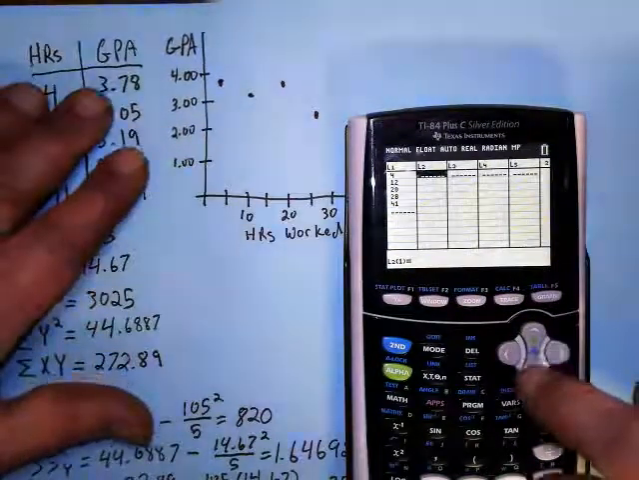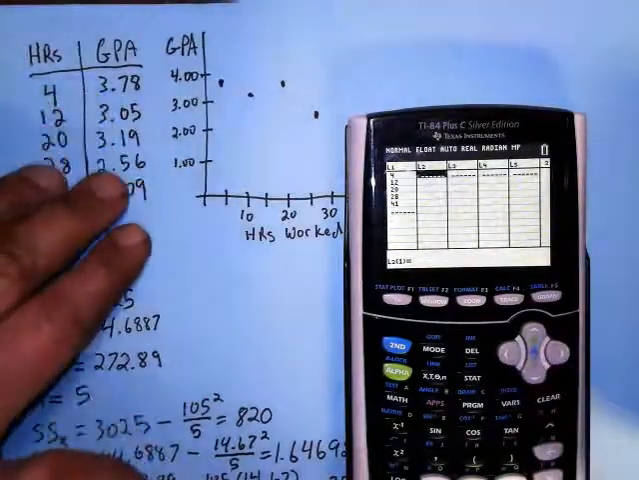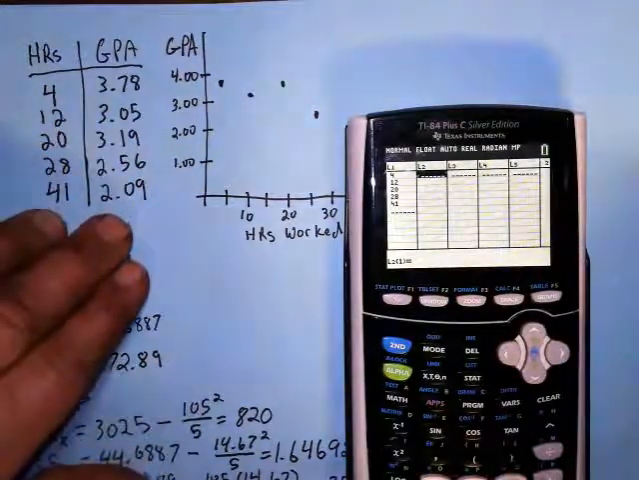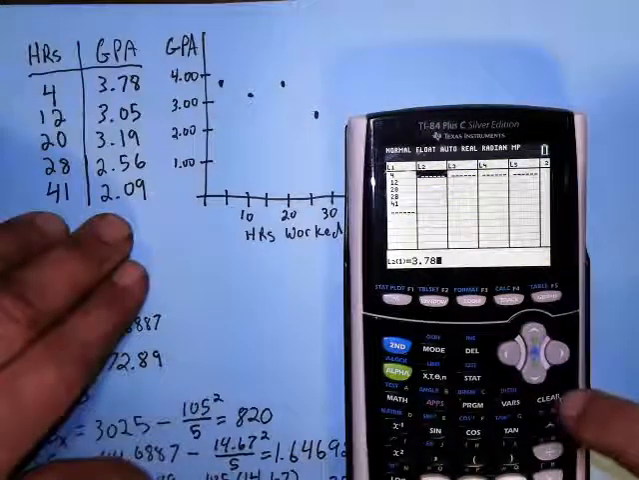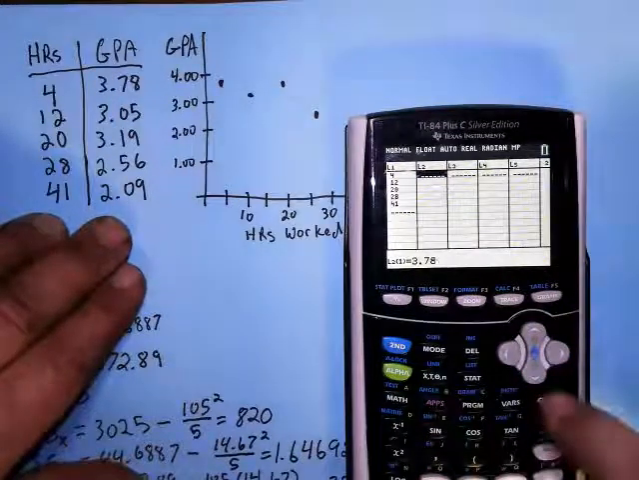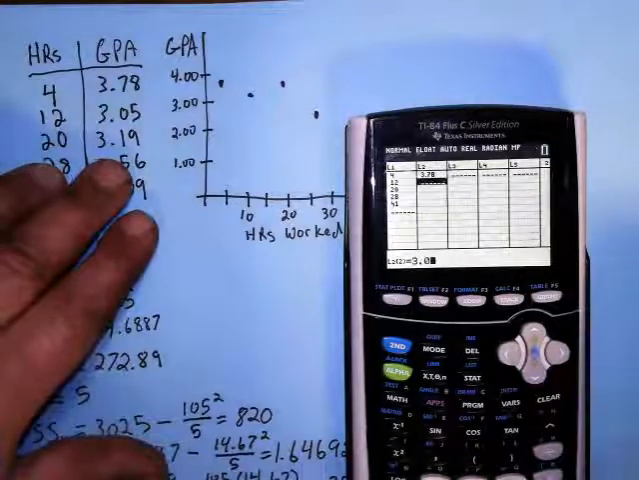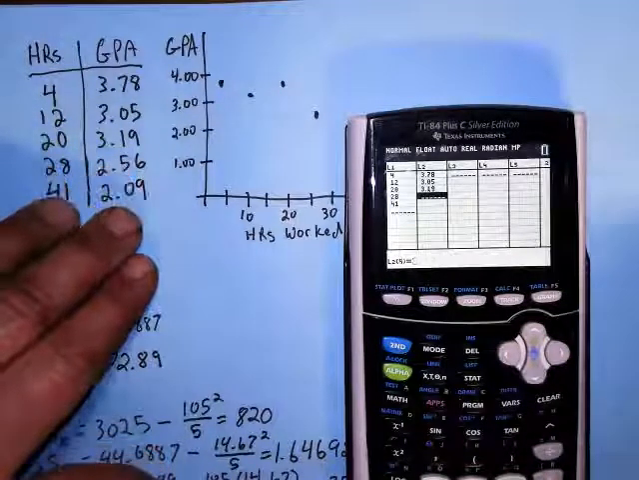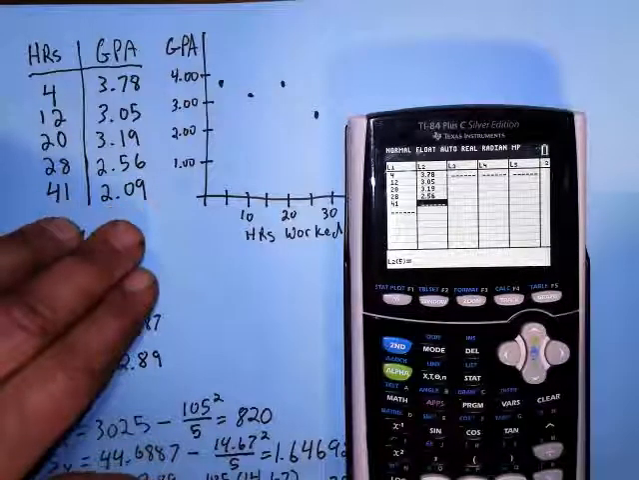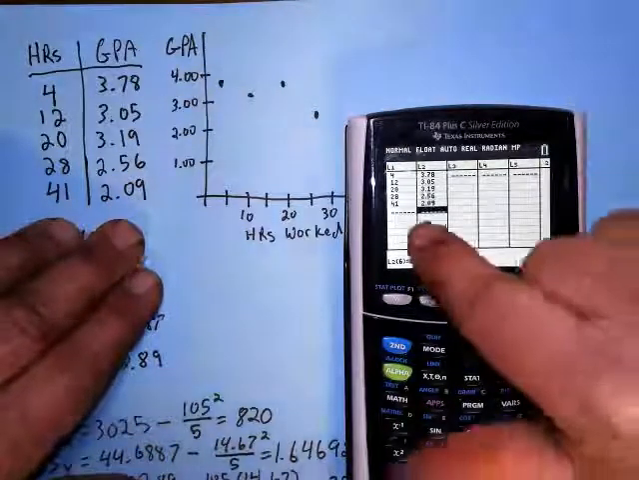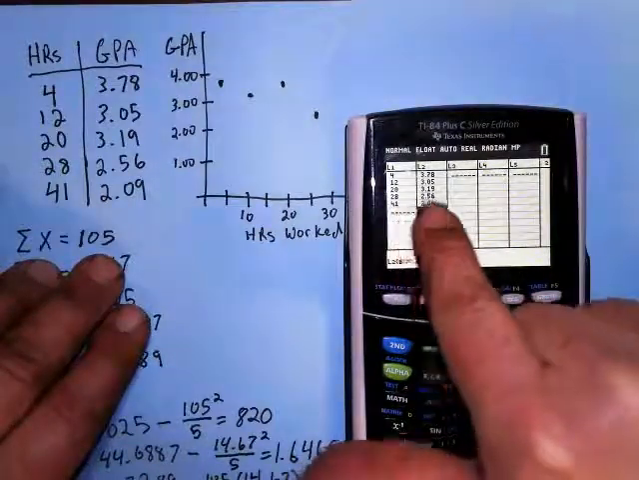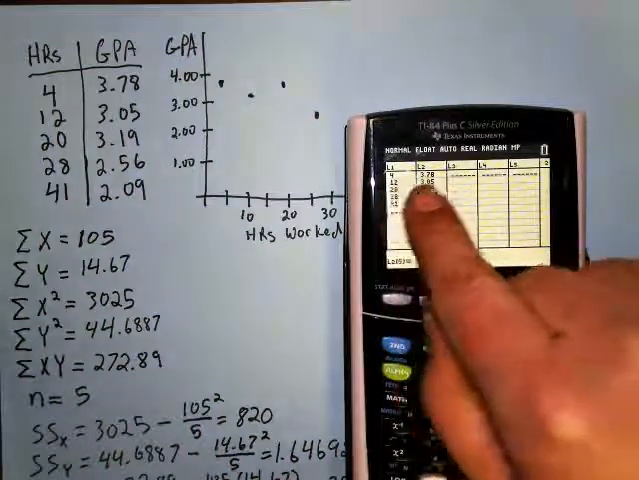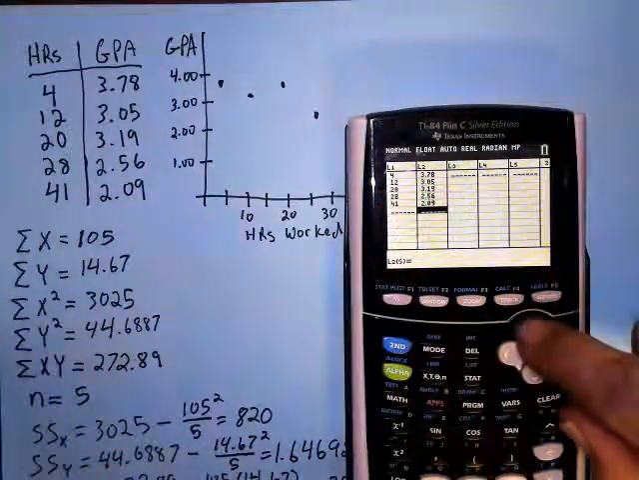And then for L2, I'm going to put in the GPAs, 3.78, enter, 3.05, 3.19, 2.56, 2.09. And so this is like my table, and these are my ordered pairs across. And so we have it in list 1 and list 2.